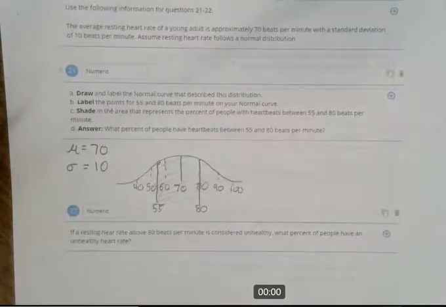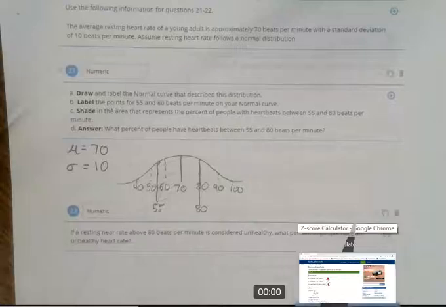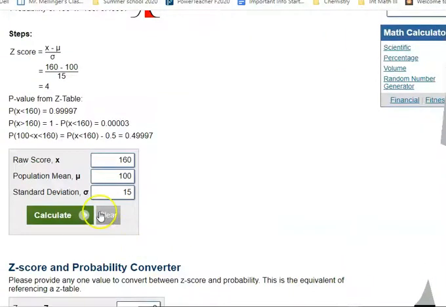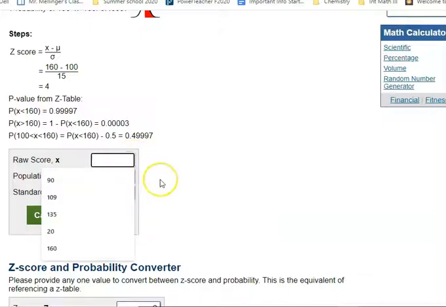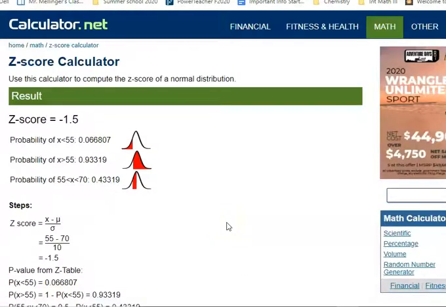Okay, so we're going to go straight over there, and we're going to have to change some of our numbers. So we're going to clear, and what we're going to put in for the raw score, we're going to start with 55. That's the first of the two. The mean, it said, was 70, and the standard deviation, it said, was 10. And I'm going to click on calculate. Okay, and there you see this is everything below 55. This is everything above 55.